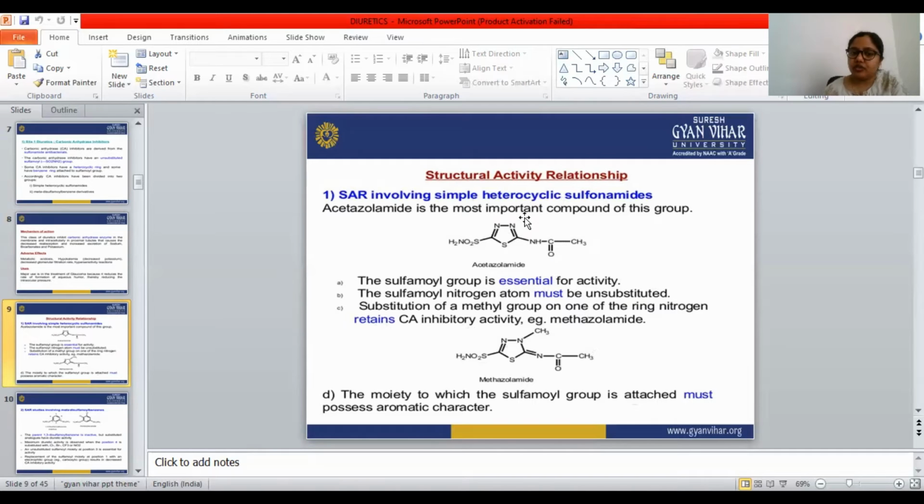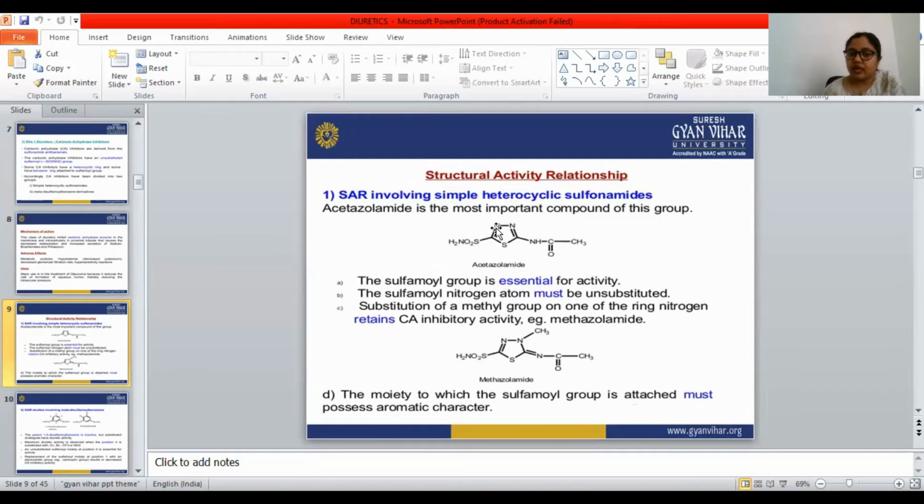But if we are substituting a methyl group at the end position, then that becomes methazolamide, and that has carbonic anhydrase inhibitory activity. So the heterocyclic sulfonamides are acetazolamide and methazolamide, and the sulfonyl group is essential for the activity of the carbonic anhydrase inhibitors. Okay, this is the important part of the activity.